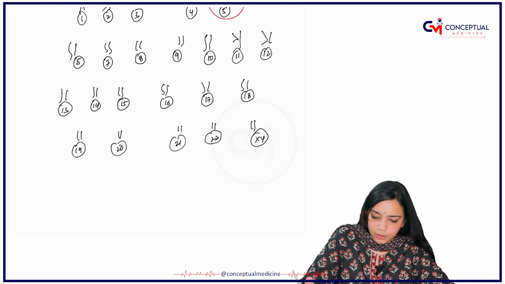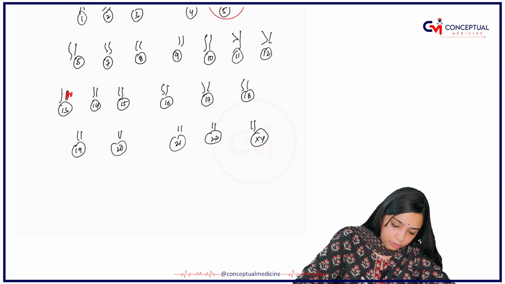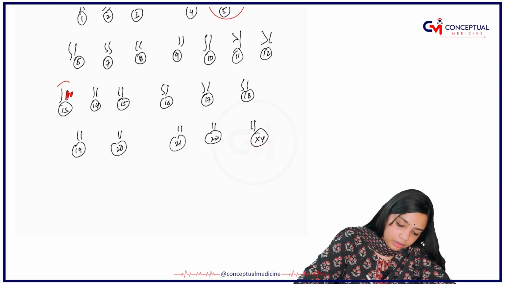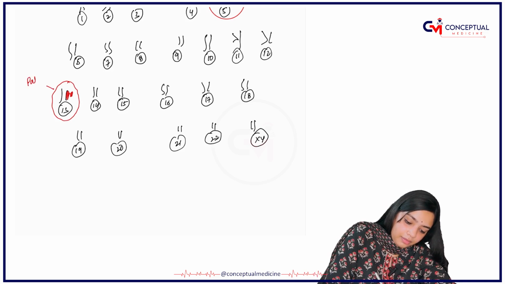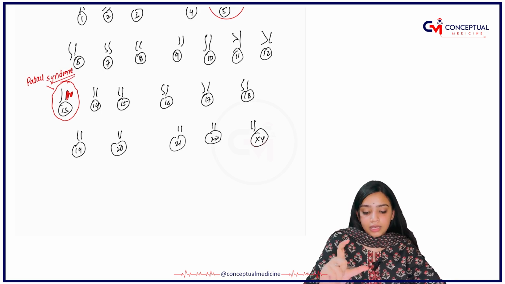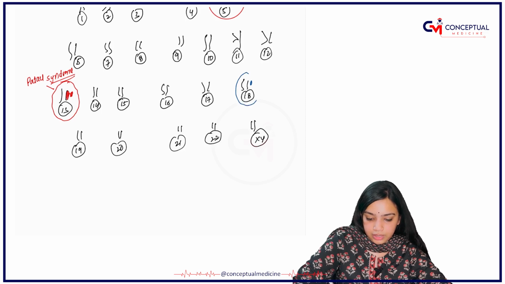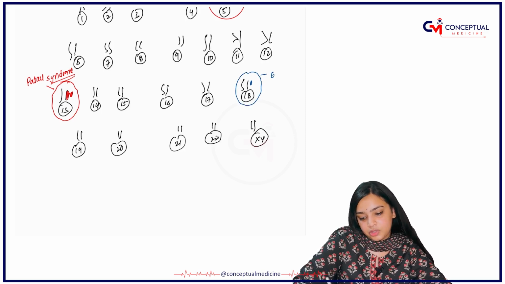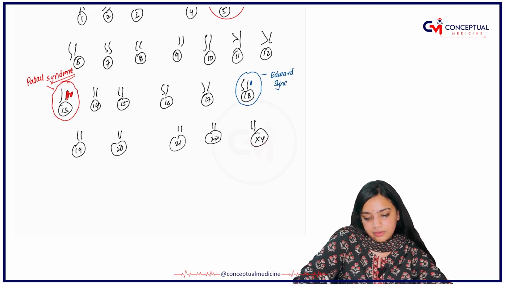Now, next, if I told you there is a deletion of 13 number chromosome or there is a trisomy of 13, then what does it represent? It represents your Patau syndrome. Okay, so you have to see each and every chromosome very well. If there is a trisomy of 18, then it is a case of Edward syndrome.